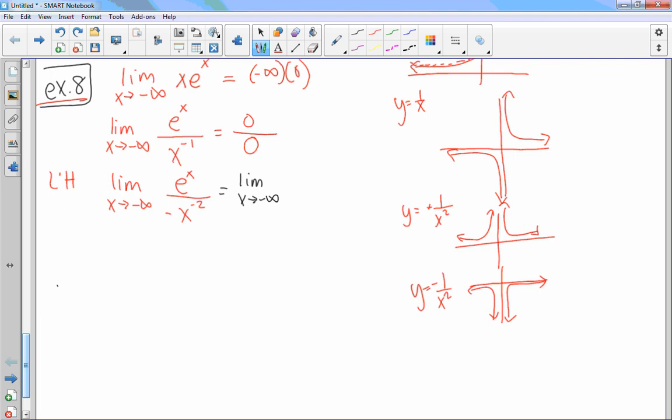Let's see. The next one would be e to the x over 2 over x cubed, or 2x to the negative third. The next one would be e to the x over negative 6 over x to the fourth. And it's just getting worse and worse. Okay, what do you think that means?